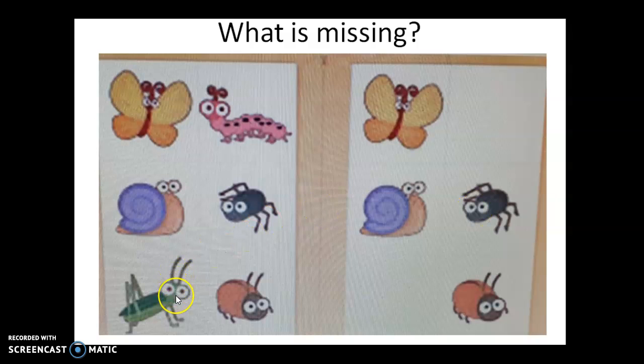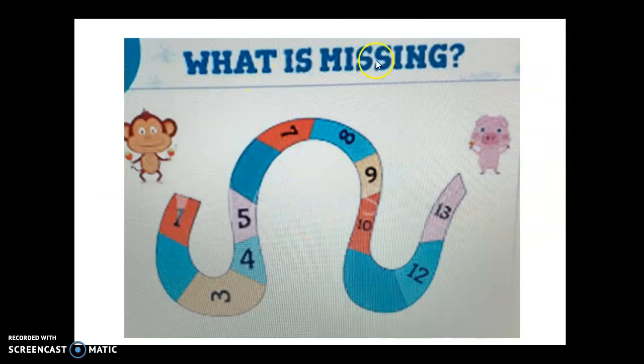Okay, in this other I have a cricket and a ladybug. In this other I have just a ladybug and what is missing? The cricket is missing here. Excellent, very good. And what is missing?